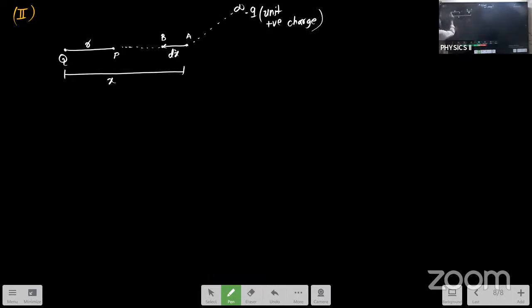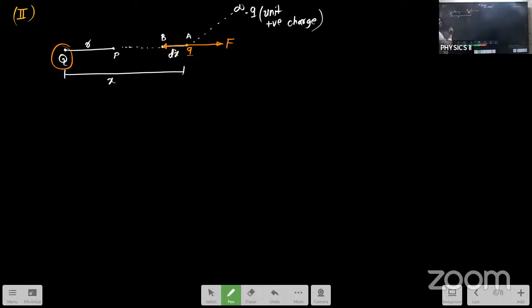Now see here. Here we are having plus Q charge. Here we are having unit positive charge. Will both of them attract or repel? Both of them are having same charges, so a force will act in this direction. Now what I am doing? I am doing some work. I am trying to bring the charge from position A to B.